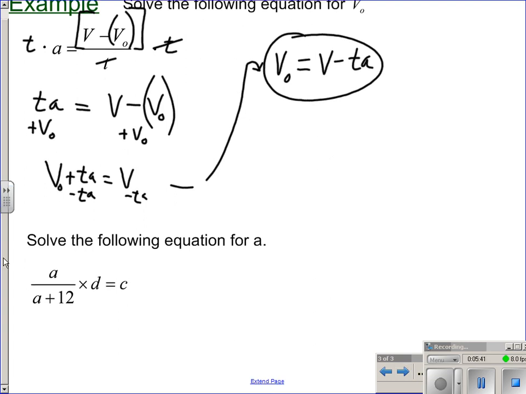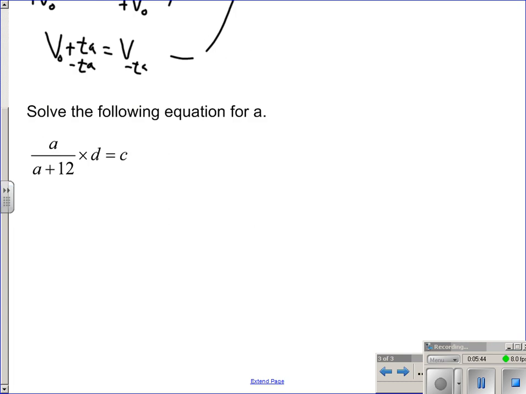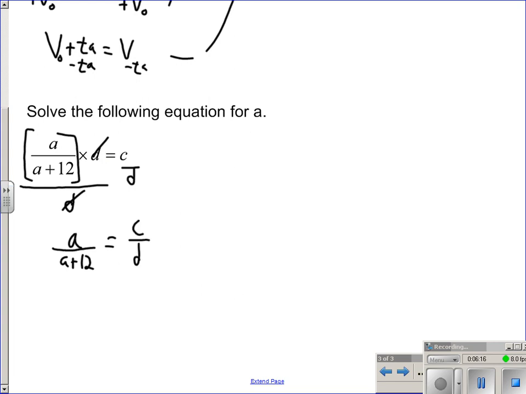For this bottom example, let's solve the following equation for a. Now a is in two different spots. So again, kind of the same idea. A is in this fraction. Let's get that fraction by itself. Okay, this big fraction is being multiplied by d. So if we want to get that fraction by itself, we're going to divide both sides by d. Those cancel out. We're left with this fraction, a over a plus 12 equals c over d.